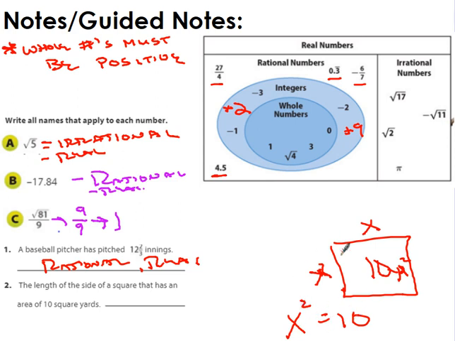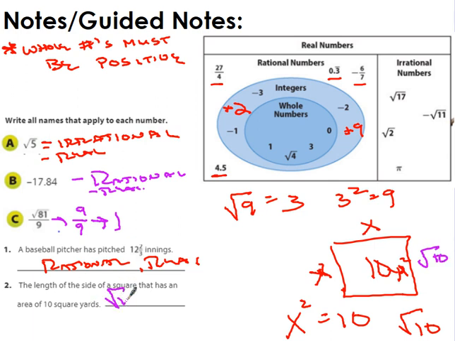So really, because x squared equals 10, this goes back to when we were learning about square roots. We said the square root of 9 equals 3. Well, that also means that 3 squared equals 9. These go in opposite directions. So if some number times itself equals 10, and I want to figure out what that number is, I need to find the square root of 10. So this side length right here is equal to the square root of 10. That's the number I'm looking for.